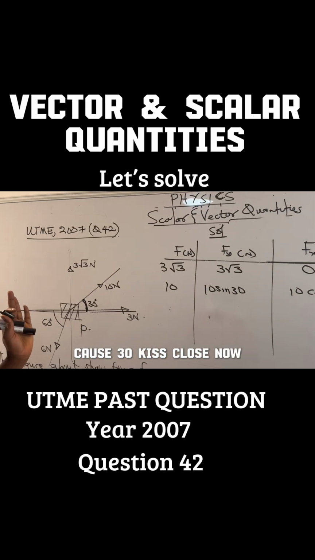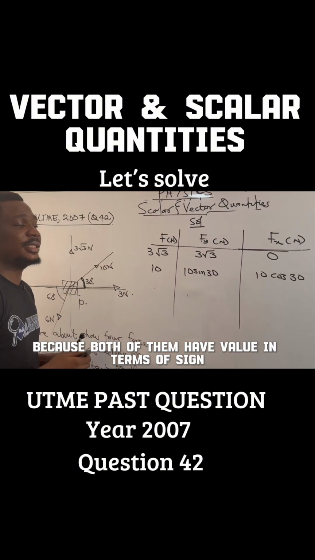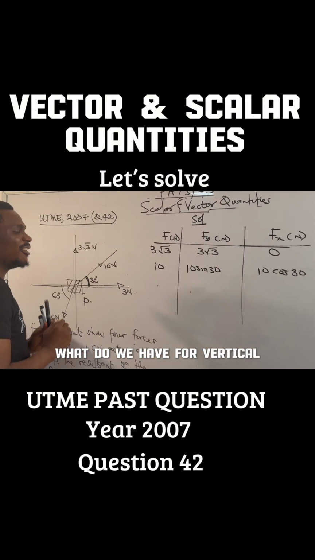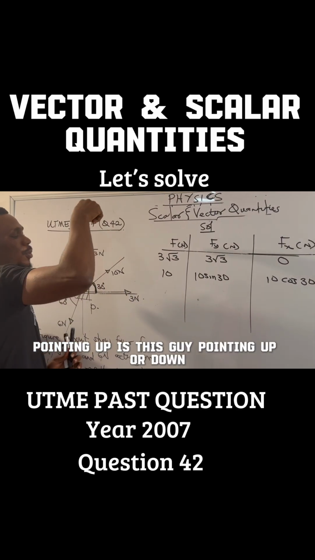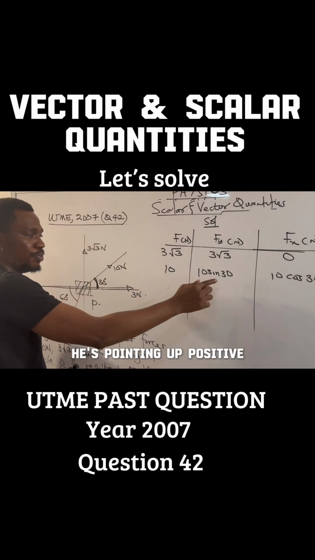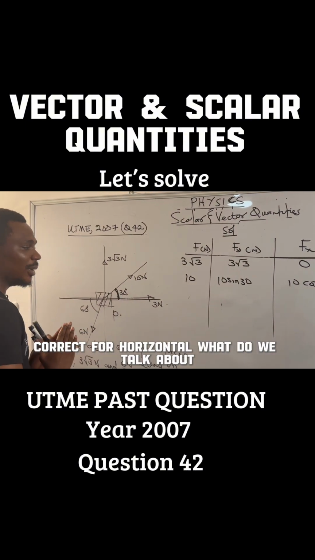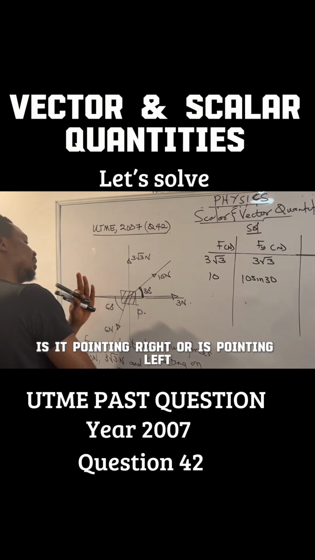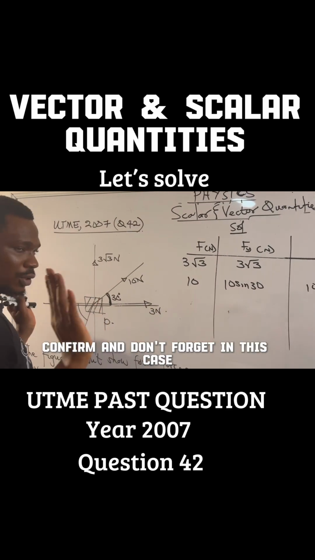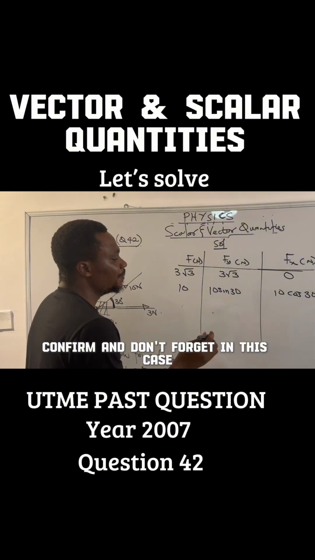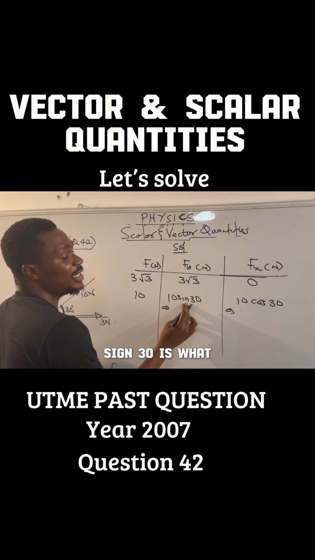Case close. Now, the next thing we need to talk about is the sign, because both of them have values. In terms of sign, for vertical, what is our main aim? Pointing up. Is this force pointing up or down? It's pointing up. Positive. Correct. For horizontal, what we talk about is whether it is pointing right or left. Is it pointing right or left? Right. Positive. Confirm. And don't forget, in this case we now have to solve these 2 values. Sin 30 is what? Half.